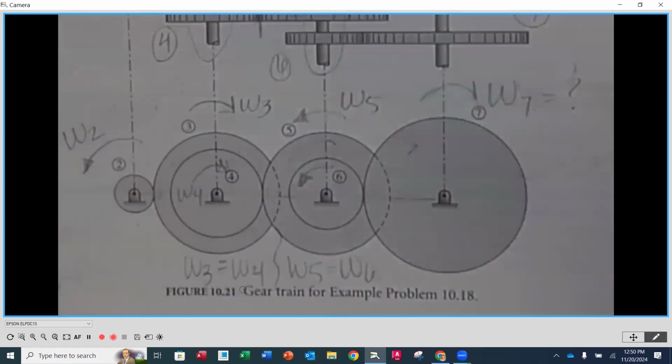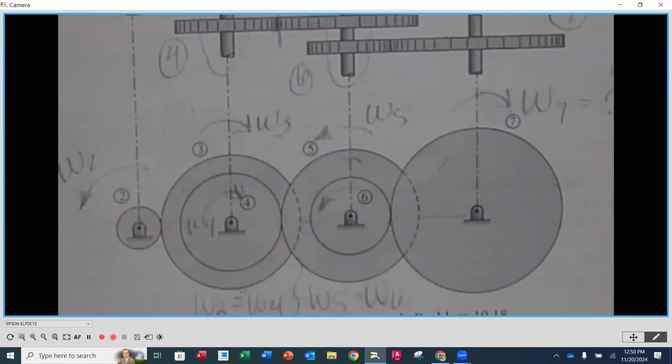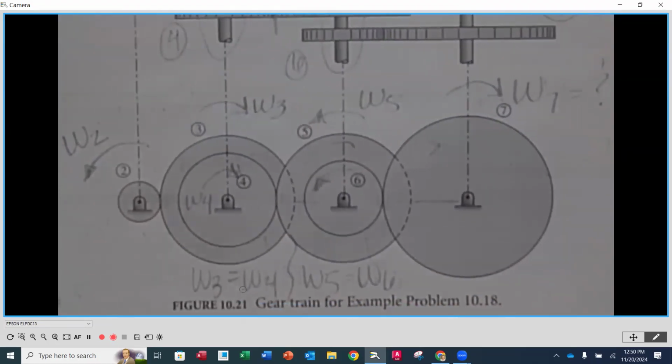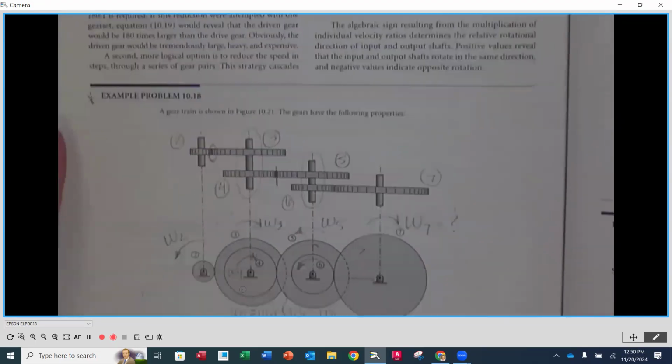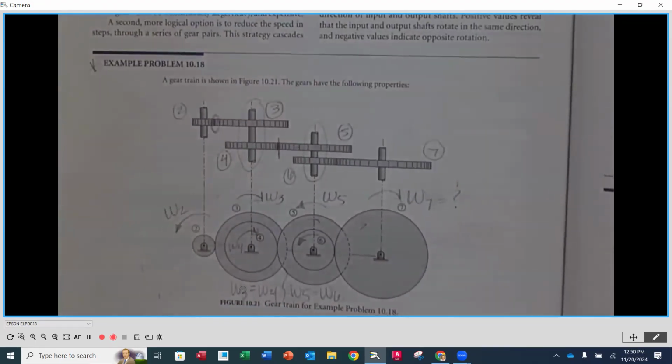All right. So we've got a little bit of work here to do. So where are we going to start? Well, first of all, what we need to do is find out what the sizes of each one of these gears are.